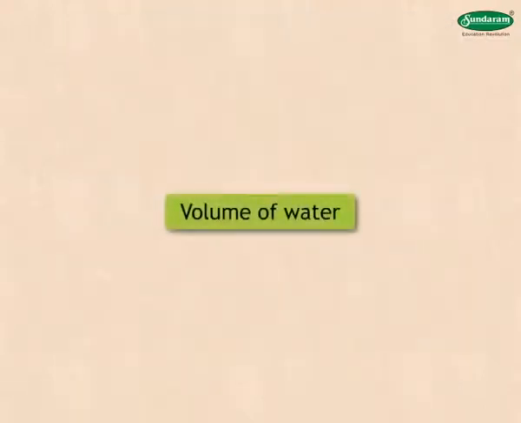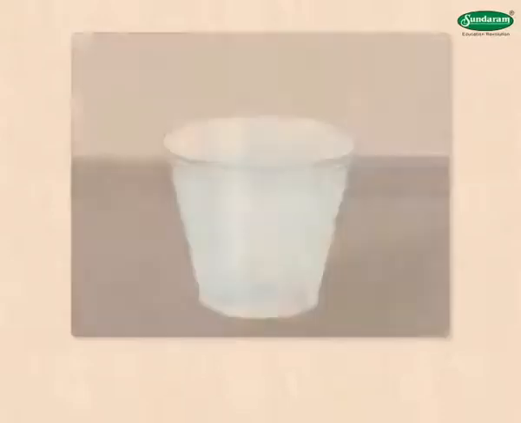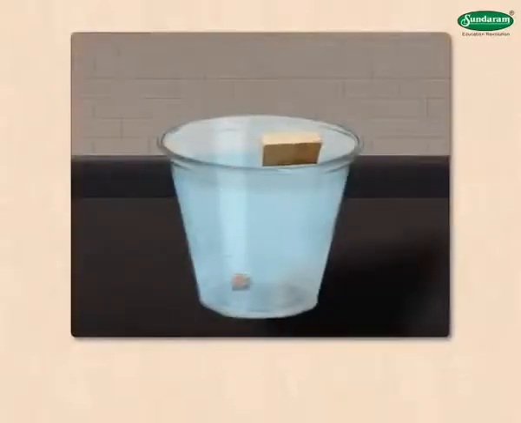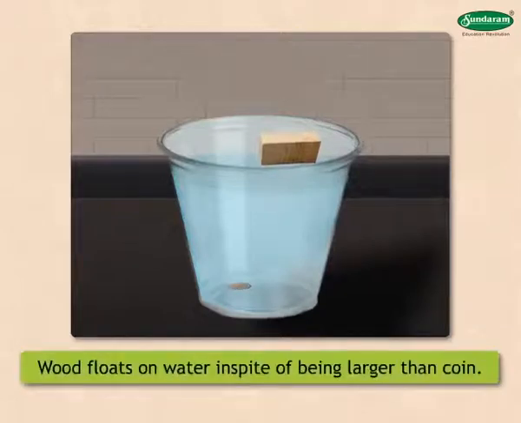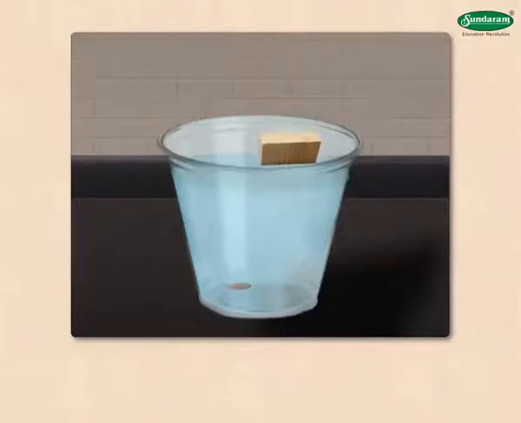Let us study something more regarding the volume of water. Put a coin and a block of wood in a bucket of water. What do you see? The coin sinks to the bottom and wood floats on the water in spite of being larger than a coin. Why is this so?